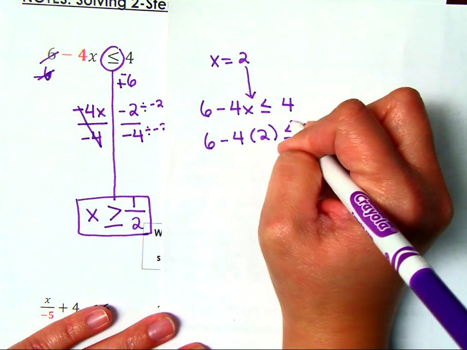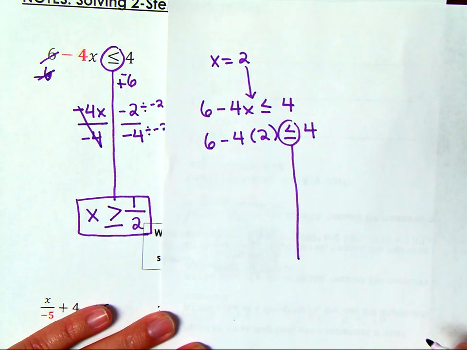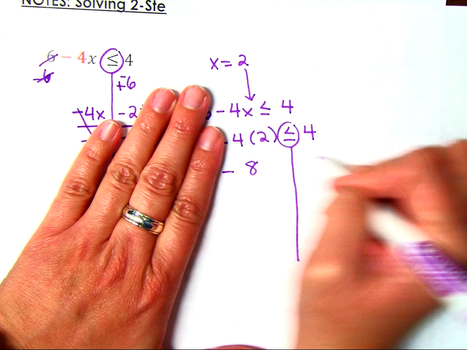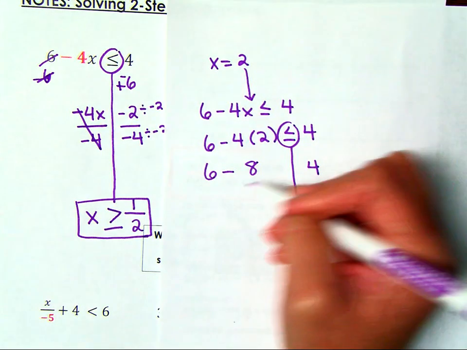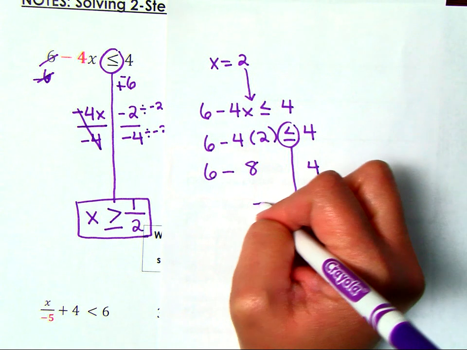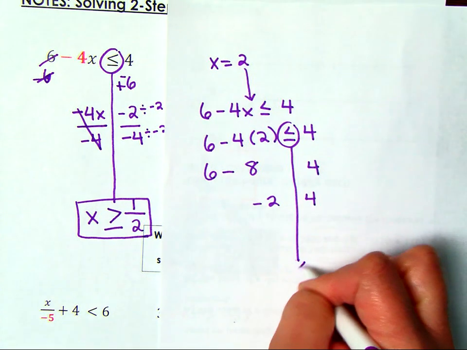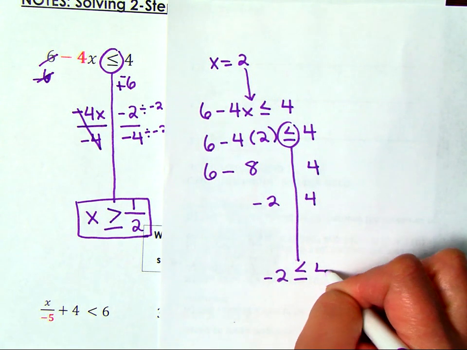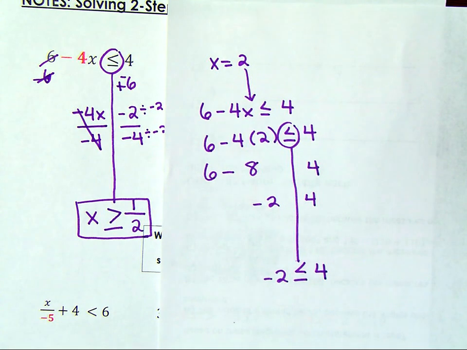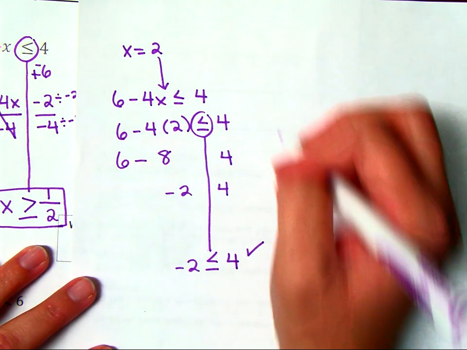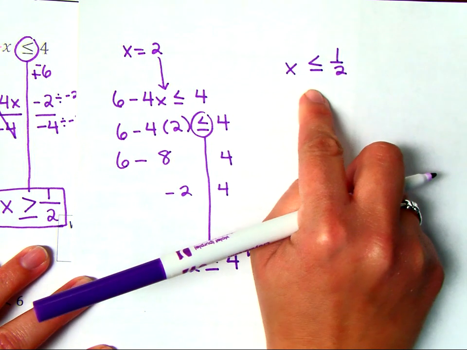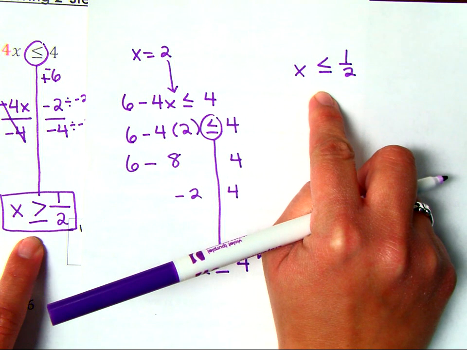Okay? So I'm just going to circle my inequality sign to kind of help me out. 6 minus, well, 4 times 2 is 8, and then this is 4 right here. 6 minus 8 is negative 2. If I had my inequality sign right here, is negative 2 less than or equal to 4? It's less than, so we know that we're right. If for some reason you forgot to reverse your inequality sign, this is going to be one of your trick answers. We know it's this one, so watch what happens.